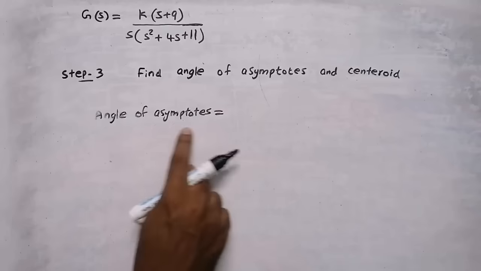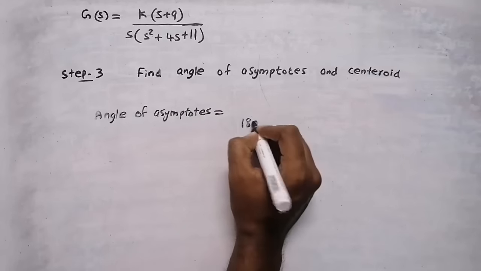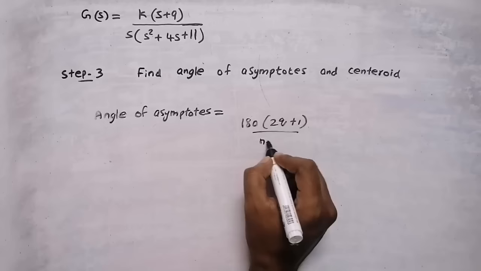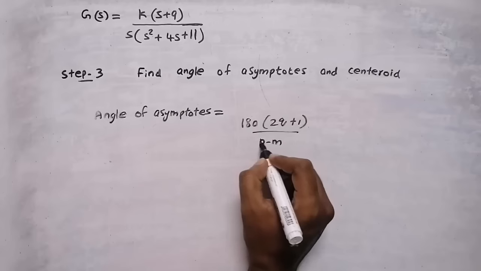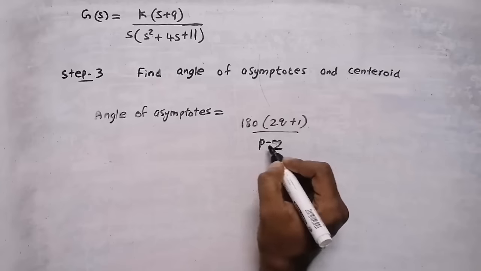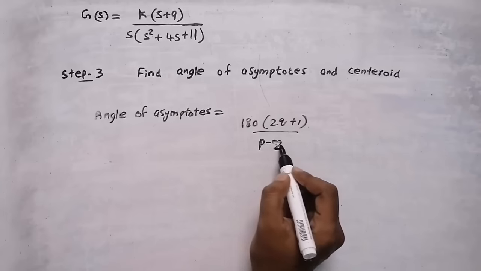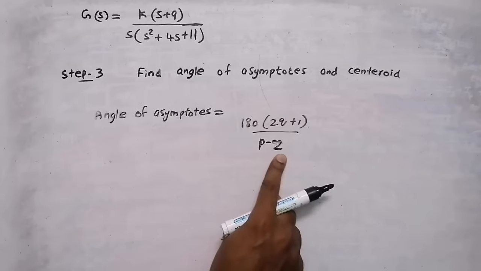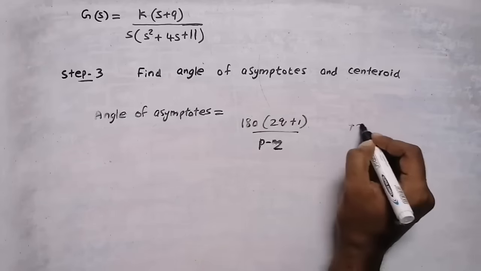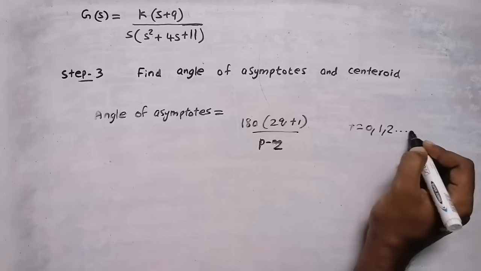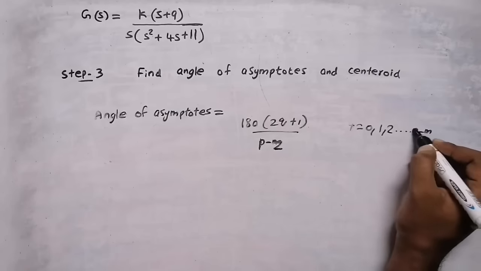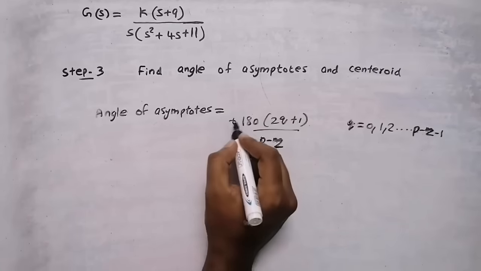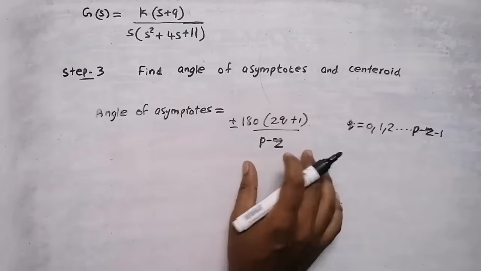For finding angle of asymptotes, the equation is plus or minus 180 into (2q plus 1) divided by n minus m, or we can say p minus z. In some textbooks it is n minus m or p minus z. P is the number of poles and z is the number of zeros. Now what is q? q equals 0, 1, 2 up to p minus z minus 1. Okay, this is the equation for finding angle of asymptotes.